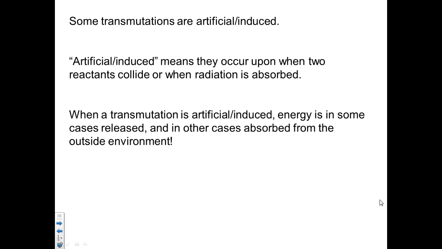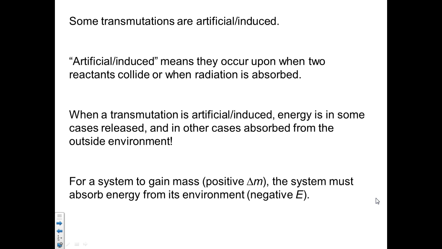So we've seen that in order for an object to lose mass, it has to release positive energy into the environment. And as it turns out, for a system to gain mass, to have a positive delta M, the system must absorb energy from the environment. So that means energy is being sucked out of the environment. That's negative energy, right? The opposite of energy release, the opposite of positive.